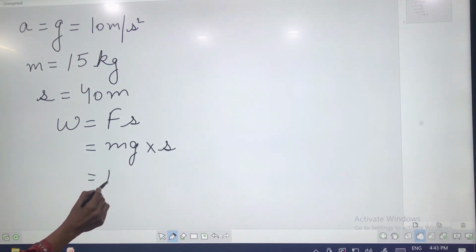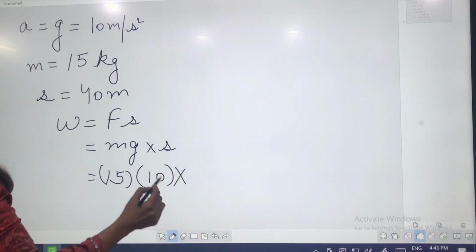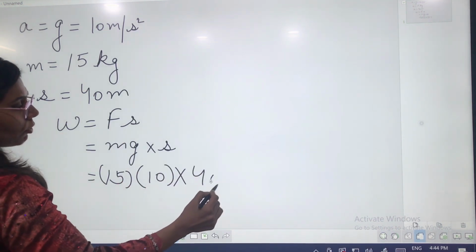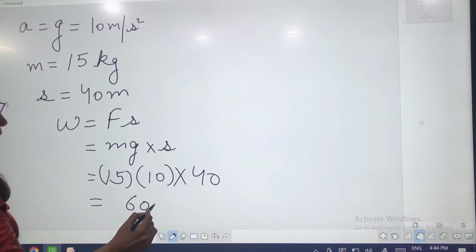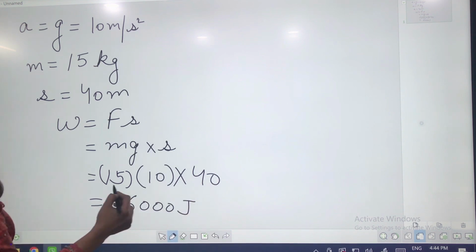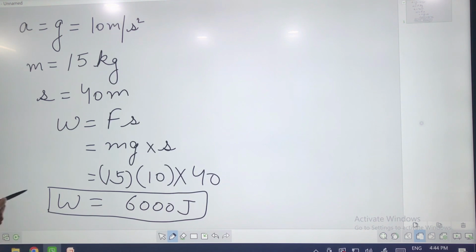So what is mass here? 15, and acceleration due to gravity will be 10. And how much it is displaced? It is displaced 40 meters. So overall we will get the answer as 6000 joules. Yes, 6000 joules as an answer over here. So work done is positive over here, and the work done by us will be 6000 joules. Thank you.